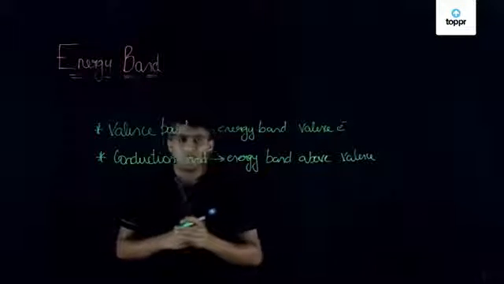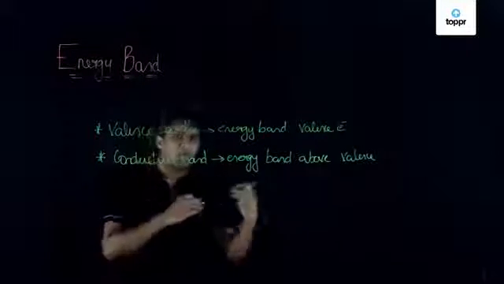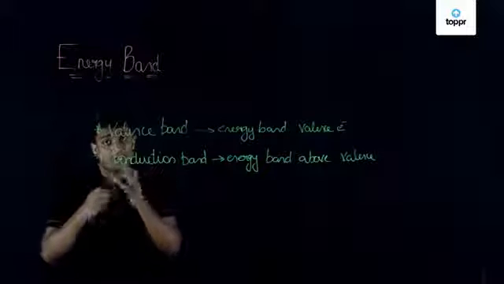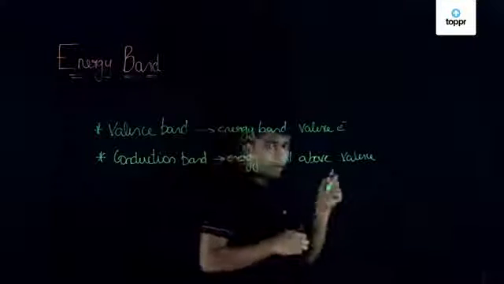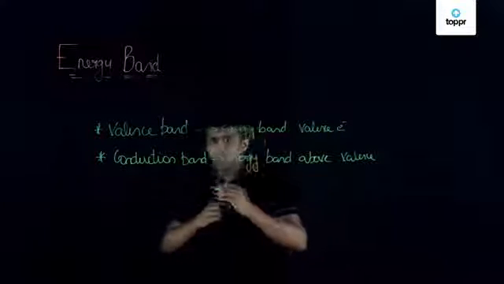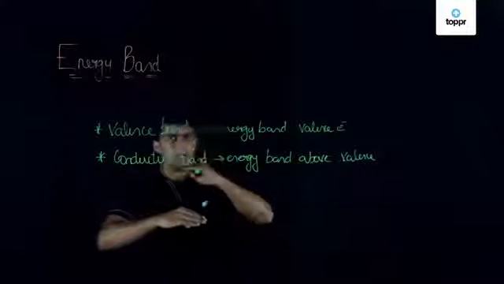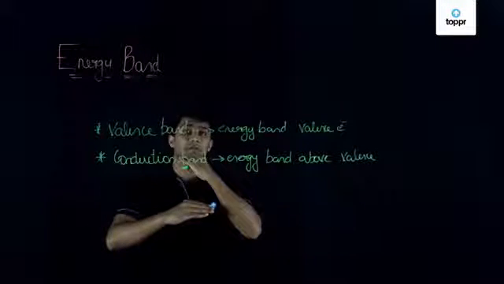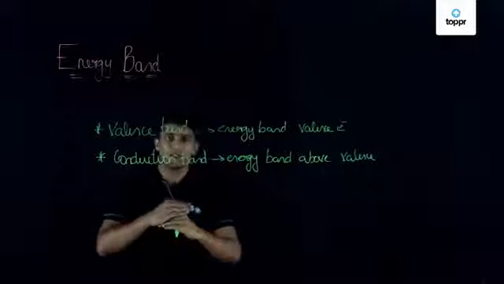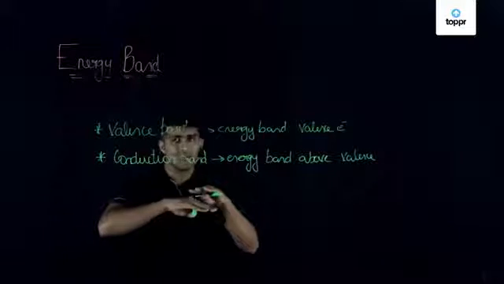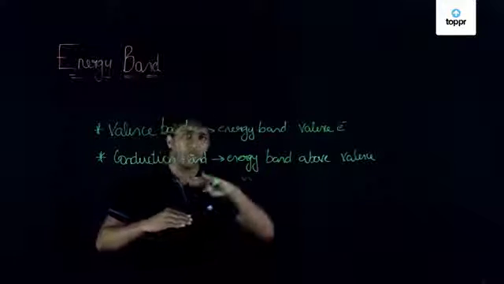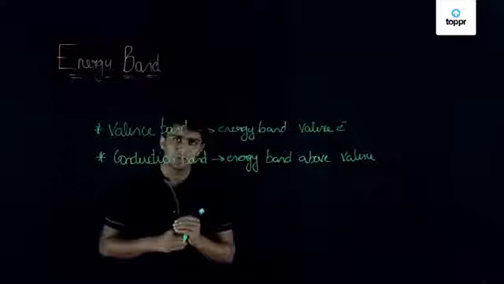With no external energy, the electrons will always be in the valence band. If we apply some external energy, then electrons from the valence band will jump to the conduction band, or else the conduction band will be empty. If the gap between the valence band and conduction band is such that the conduction band is completely empty, with no electrons in it, because without applying any external energy the valence band is completely filled with electrons and the conduction band has none, then we are talking about insulators.